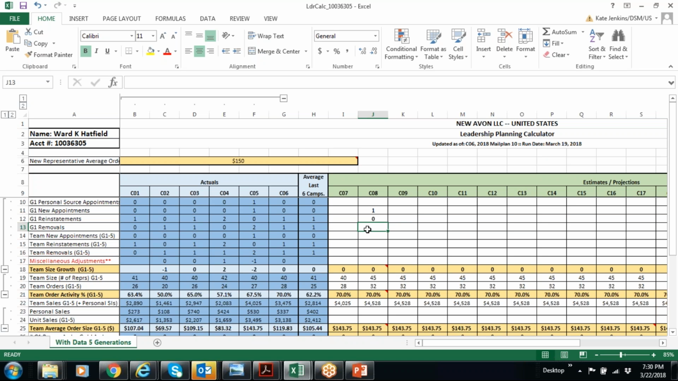So do you have any potential removals? That was a lot to be said for that. One? I actually have one, I think, that's one potential right now. So that would be here then. Let's just hope here it's 0. If we do 0 new appointments for C7, let's say 0 reinstatements.